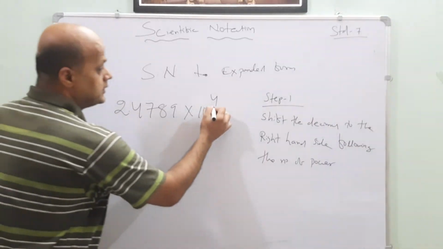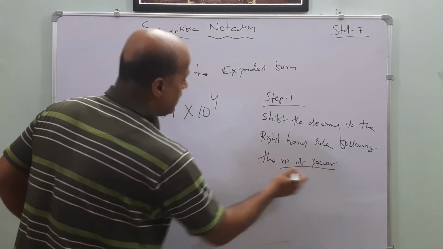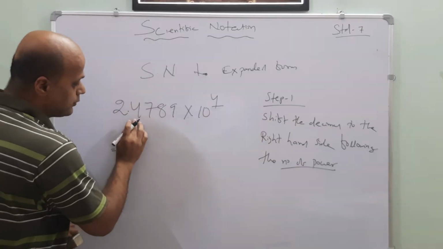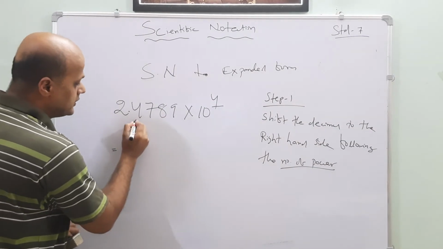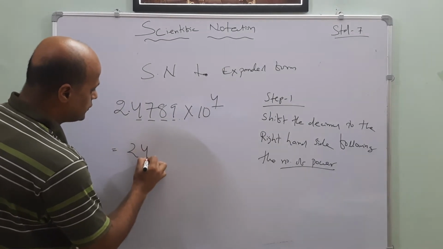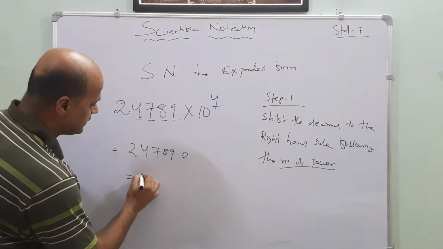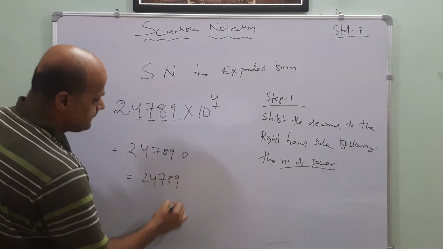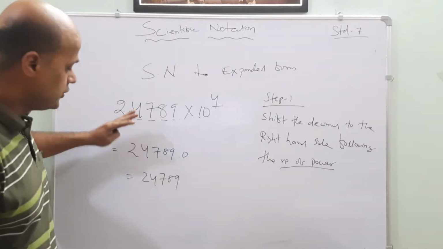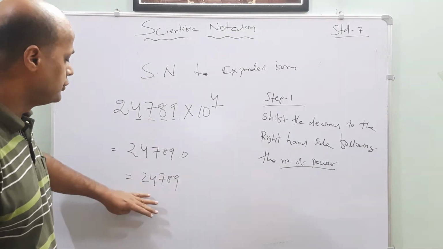So what I said is, shift the decimal to the right hand side following the number of power. What is the number of power? 4. Here the decimal is there. Means you have to go right hand side and count the digits. 1, 2, 3, 4. Means after 9 the decimal will come. So 4, 7, 8, 9. Decimal is there, means there is no value, 0 is there. So the number is 2, 4, 7, 8, 9. This is the answer of how to convert scientific notation into expanded form.